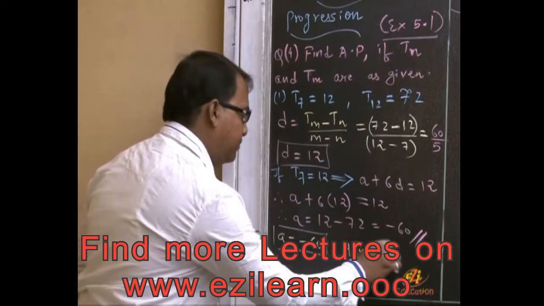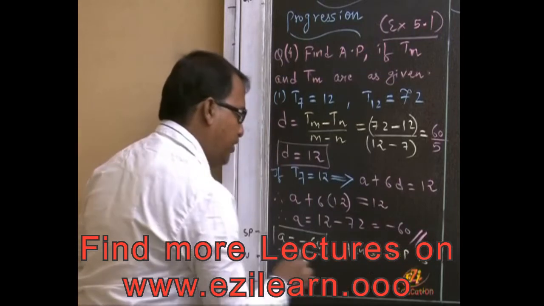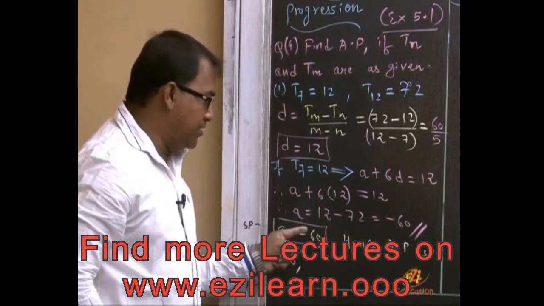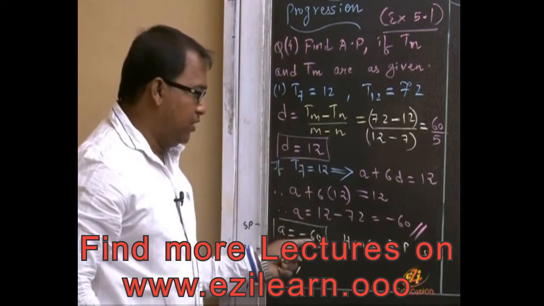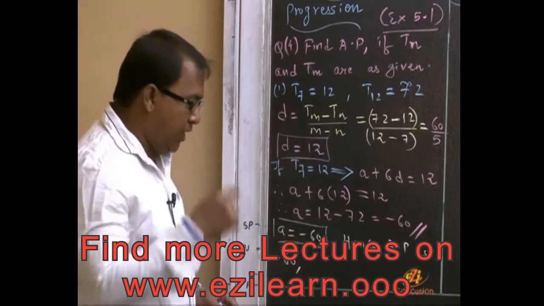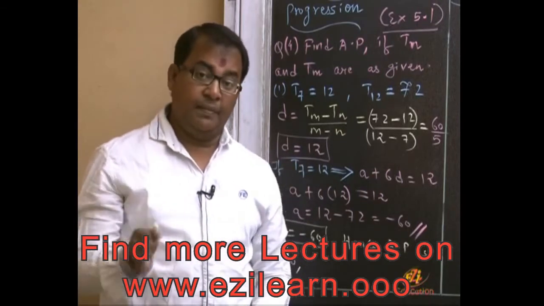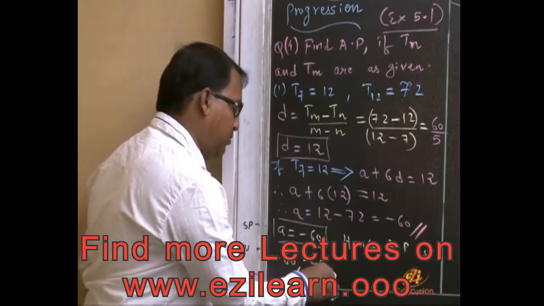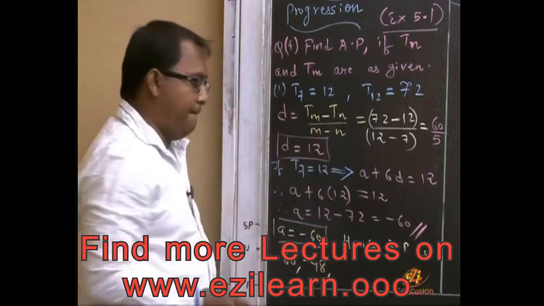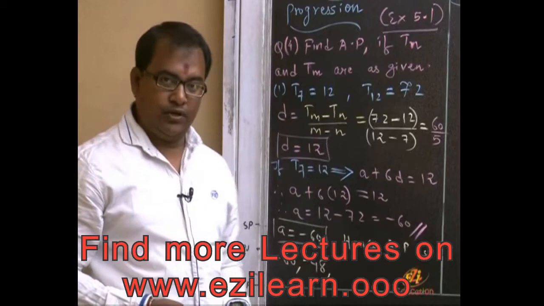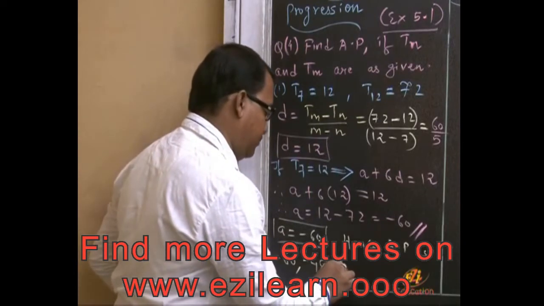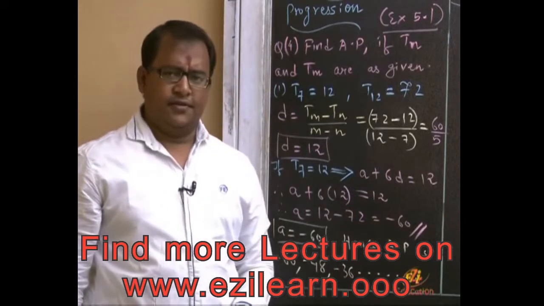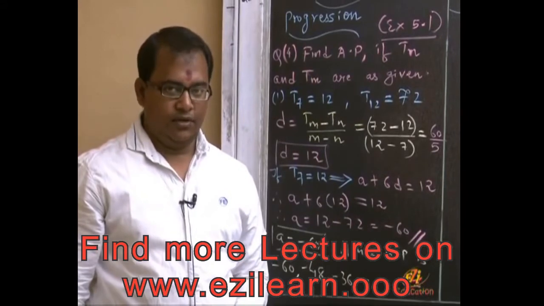Hence the AP is: first term A, minus 60, then A plus D, minus 60 plus 12. Please check: minus 60 plus 12 is minus 48, because the first term will be A and the second term will be A plus D. Then minus 48 plus 12 is minus 36, and so on. That's it. This is the AP, the thing which we needed.